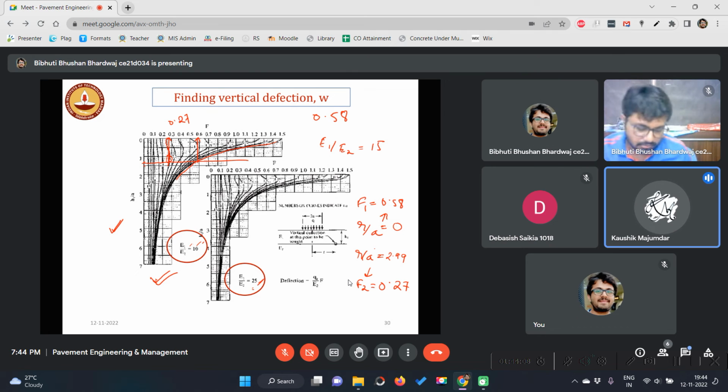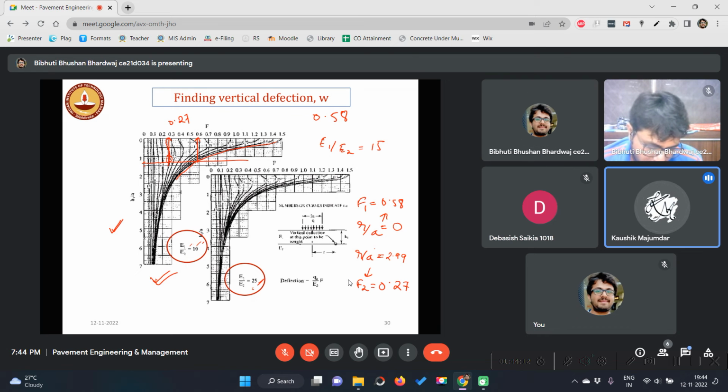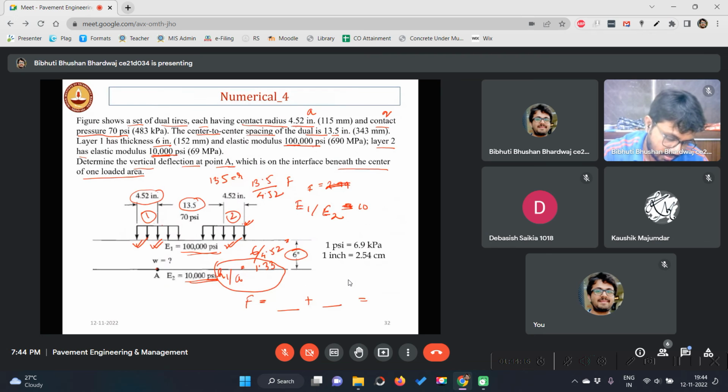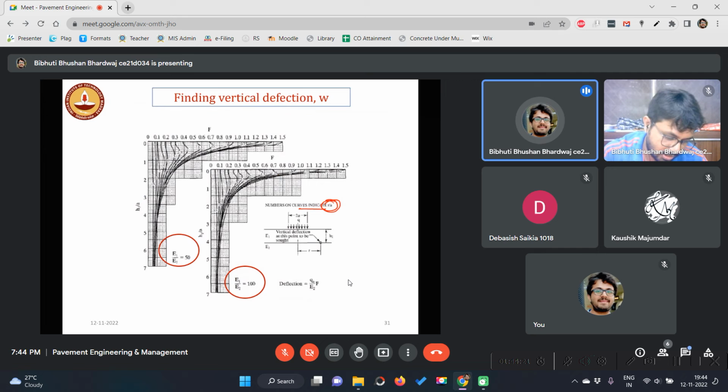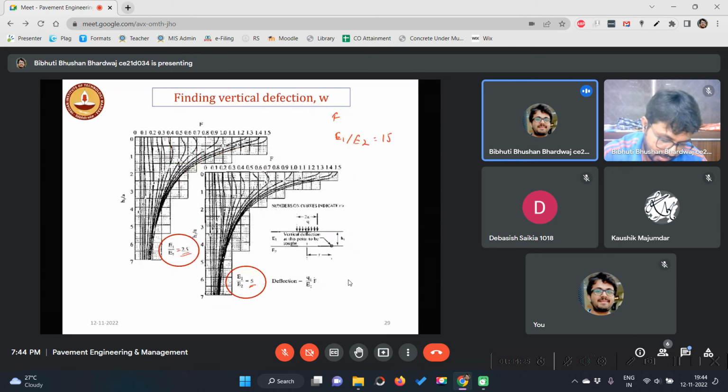Sir, deflection is W, right? Yeah, deflection is W. Sir, W was given as a question mark. How did we find out W, sir? That's what you need to find out. For that unit you wrote this deflection. W is this, for that unit F, right? So we are calculating F.